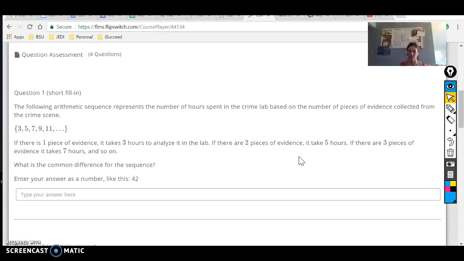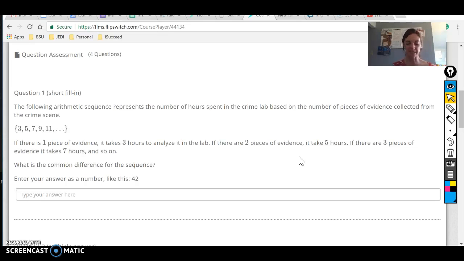So our range here is 3, 5, 7, 9, 11. Now, if we had 0 pieces of evidence, it would take 1 hour, which doesn't really make sense, but you'll see where this comes into play in a minute here.